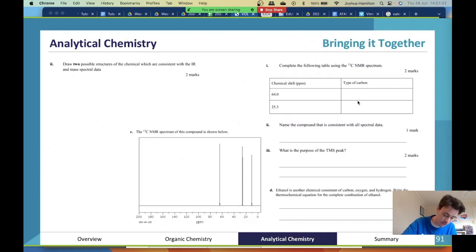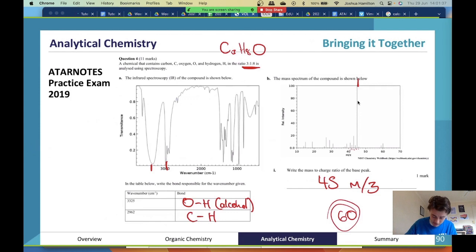So moving on, what have I got so far? I've got that it's an alcohol, and I've got that it has a molar mass of 60. That's what I know so far. So then it says draw the 2 possible structures for this molecule. Well, 60, if I do this, is 36, plus 16 is 52, plus 8 is 60. So it's going to be C3H8O. And I know it's an alcohol.